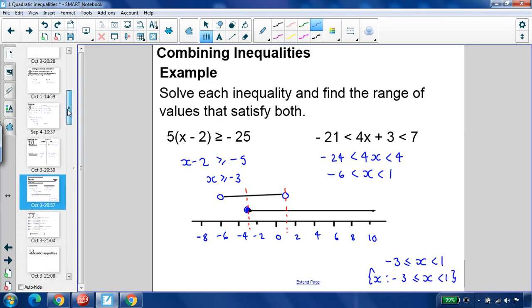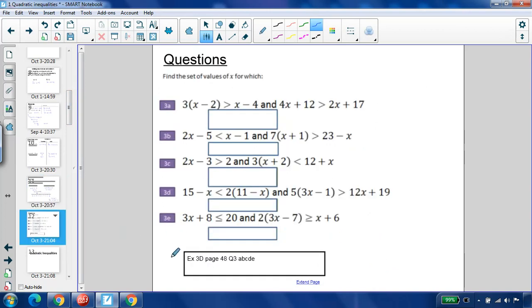Okay, I've done a few examples there, so you can pause the video and have a go at these questions. If you're needing a little bit of help, these actually come from exercise 3D on page 48, and it's question 3, A, B, C and D.